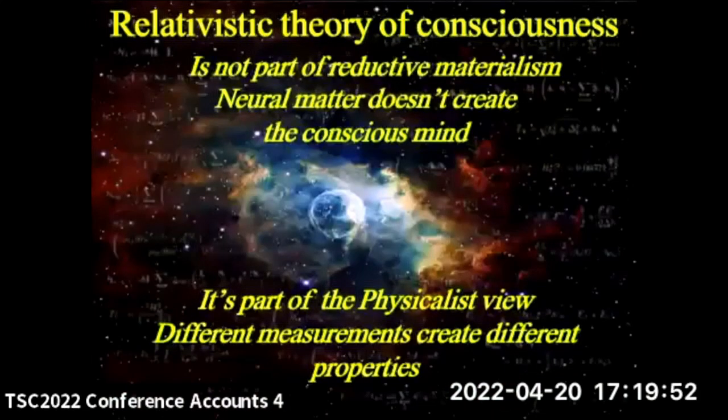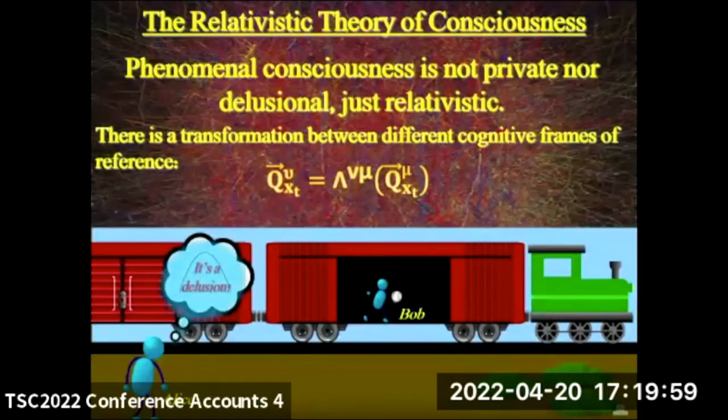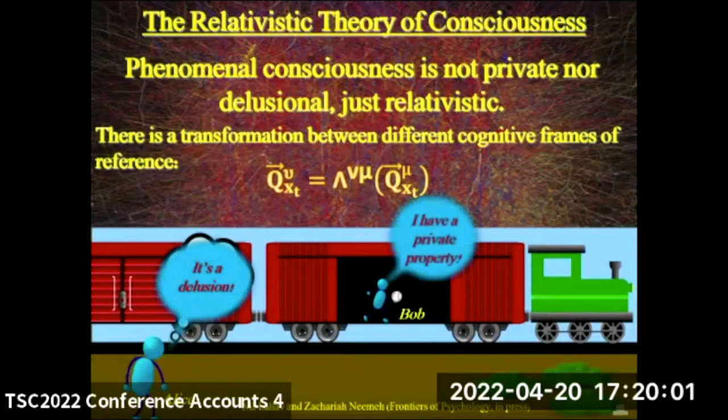So this is more or less the idea here. It's a physicalist theory, but it's not a reductive materialism, because we don't say here that neural patterns create consciousness. It's the physical measurements, and different measurements create different properties. And also, now we see that phenomenal consciousness is not private. Again, we developed an equation, a transformation that takes us from one cognitive frame of reference to the other cognitive frame of reference.